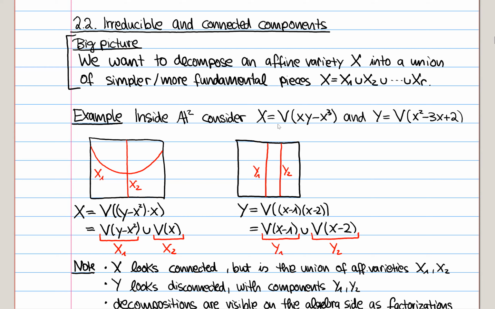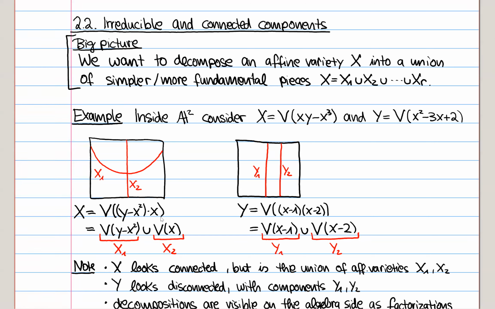And as an example, to give you an idea, you can look inside A2, affine 2-space, and consider the following two affine varieties. One is the vanishing locus of xy minus x^3, and one is the vanishing locus of x^2 minus 3x plus 2. If you think about it for a second, what you can do with these equations is factor them. As polynomials, they're not irreducible, but they're products of smaller factors. So for this polynomial, you can draw out a factor x, and then you get this representation.